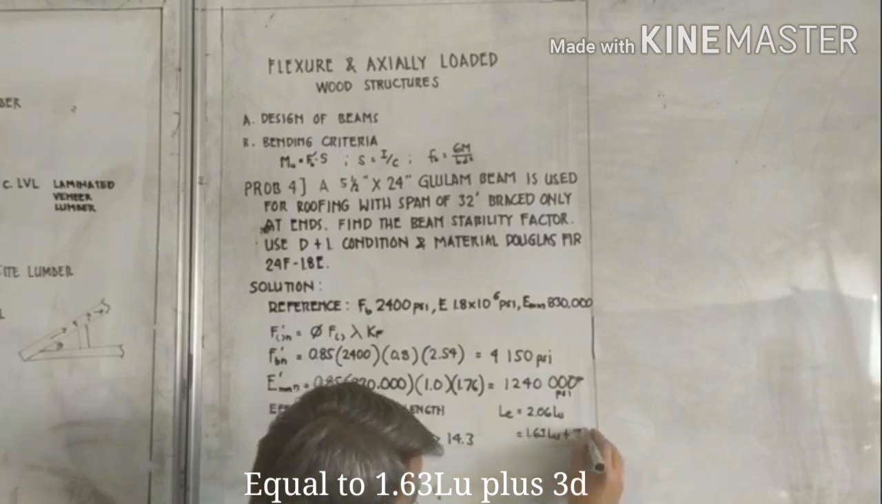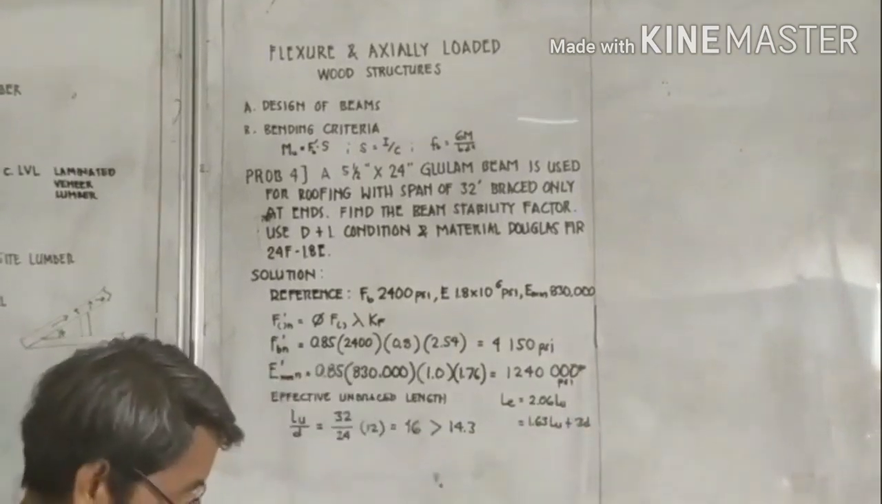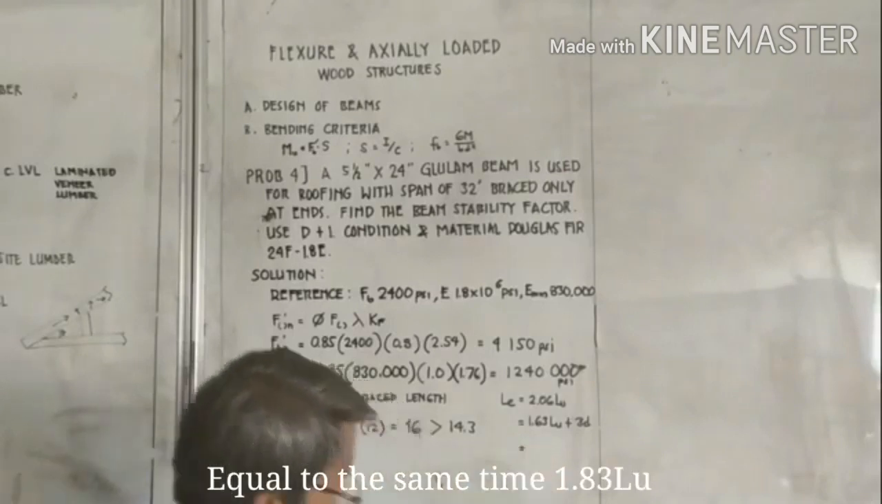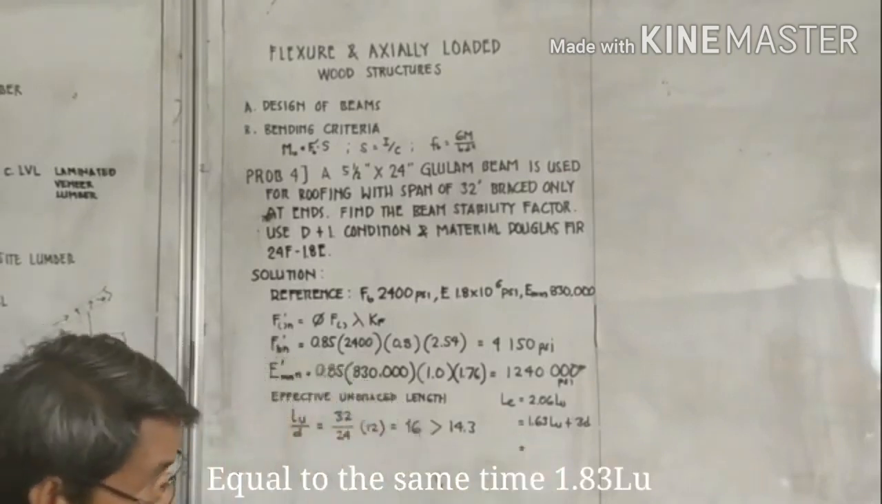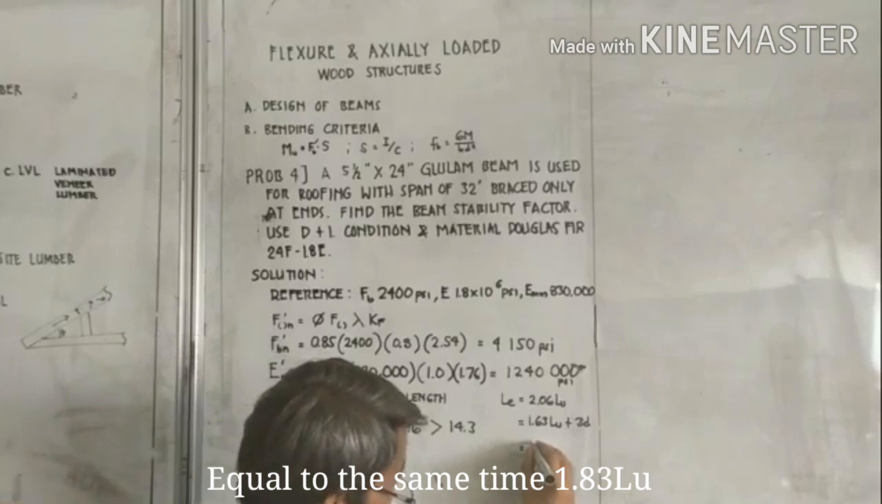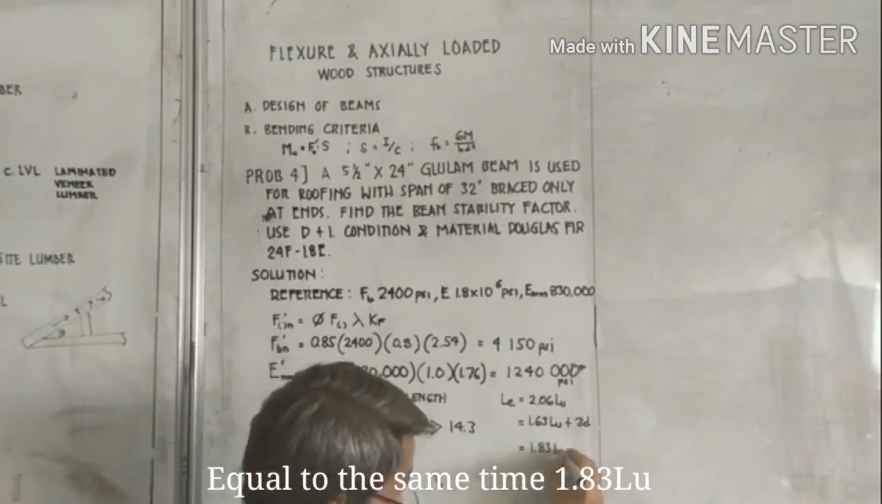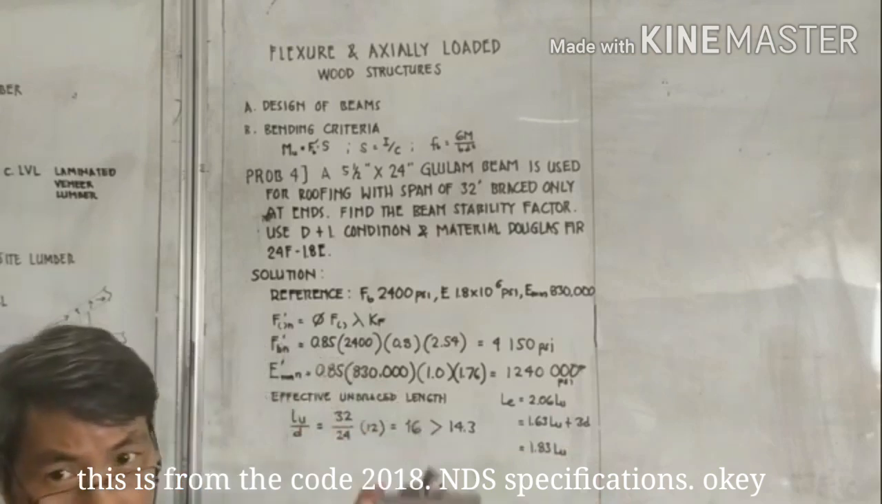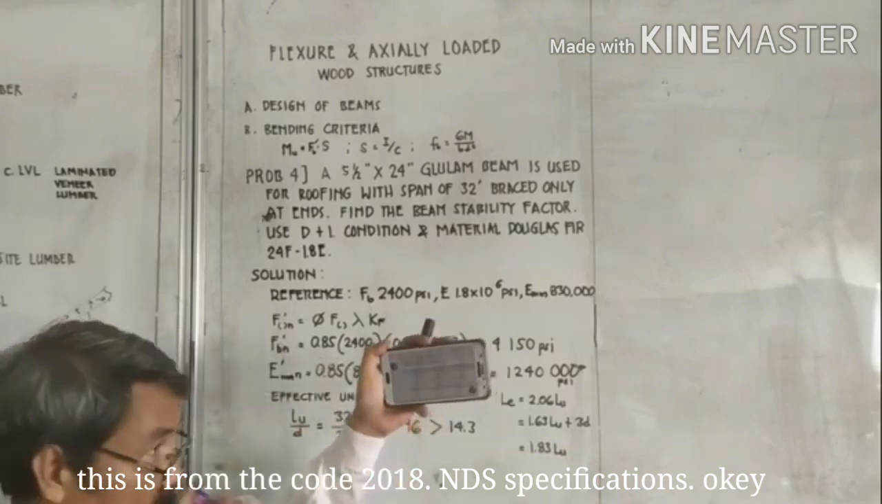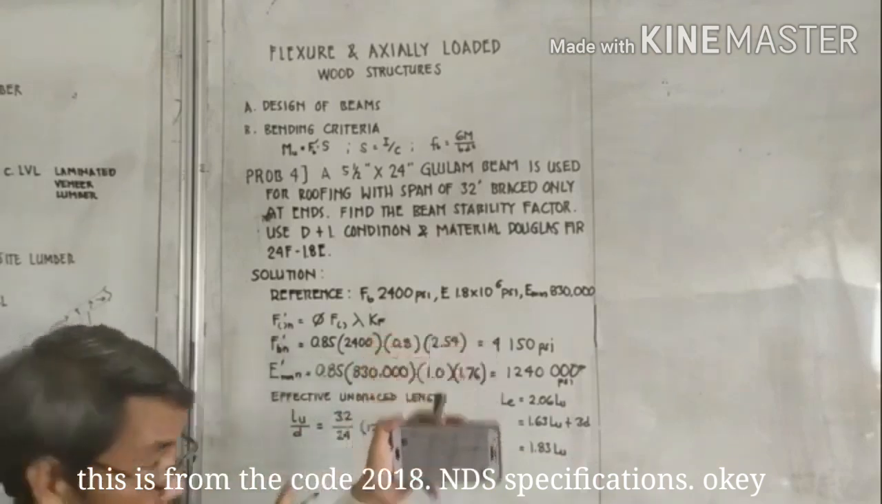Plus 3D, and equal to the same time 1.83 LU. This is from the code, the 2018 NDS specification.